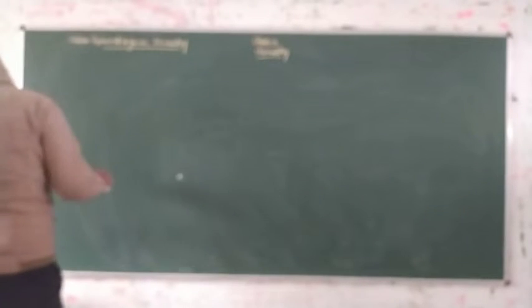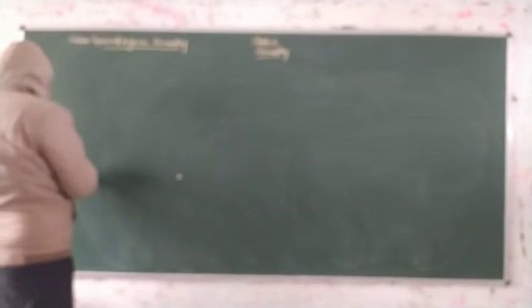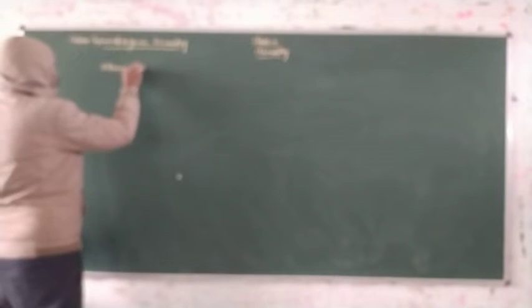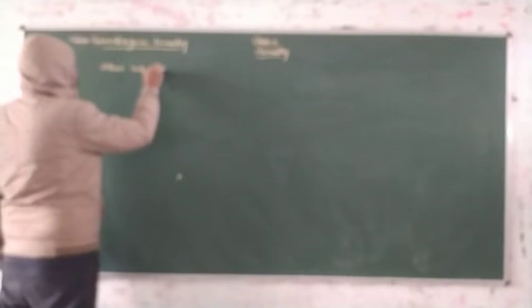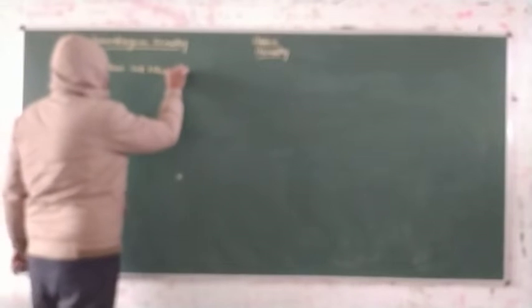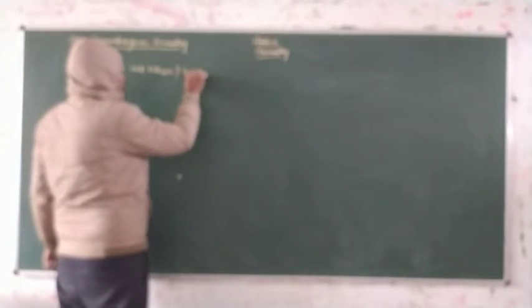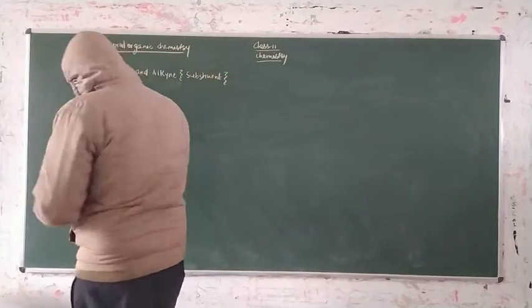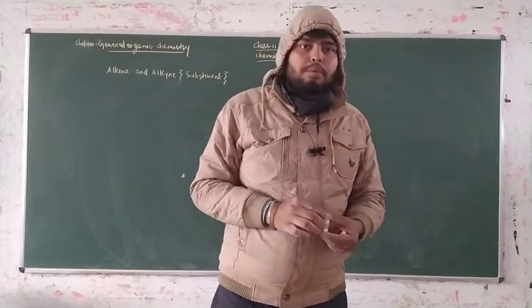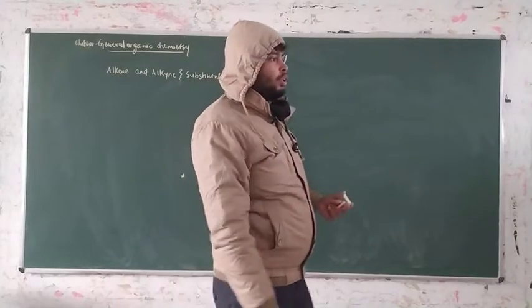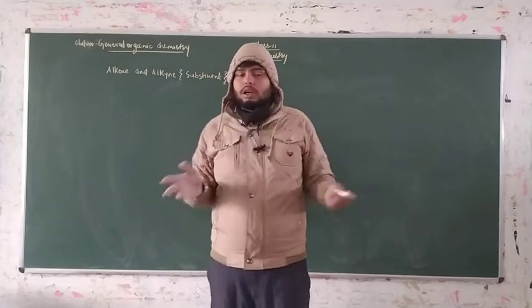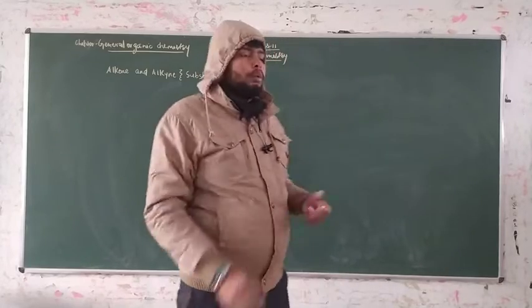This is alkene and alkyne. The topic is about alkene and alkyne as a substituent. That means how can we write the naming of an organic compound when alkene and alkyne is treated as a substituent? Is any other formula applied? Is there any other rule applied for the naming of this compound?